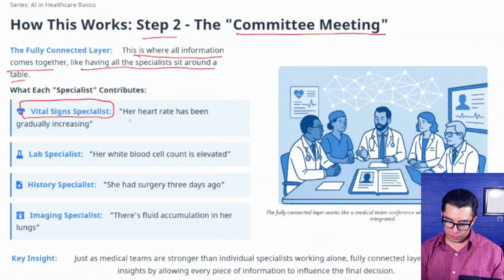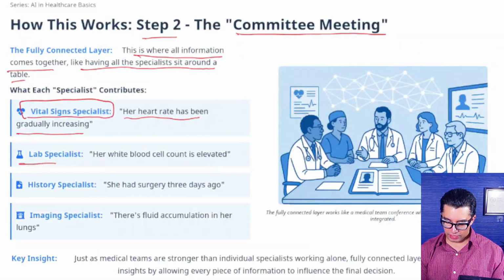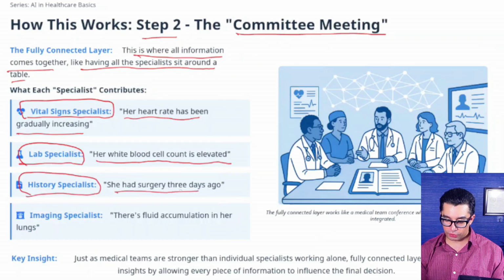They're looking at, hey, her heart rate has been gradually increasing. That is a point to consider, my friends. The heart rate is gradually increasing, my fair judge. Then you have the lab specialist. Her white blood cell, WBC, count is elevated or maybe elevating. Then you have the history specialist. Well, she had a surgery 3 days ago. Okay, you have surgery 3 days ago, right?